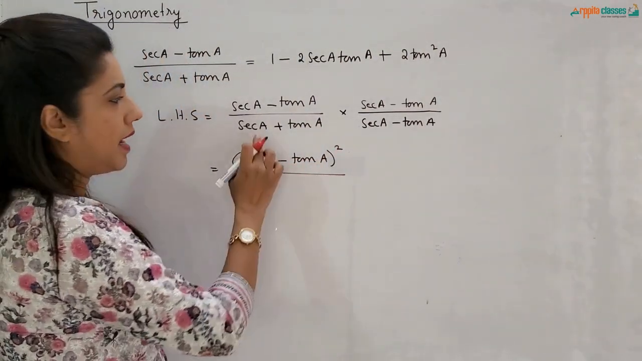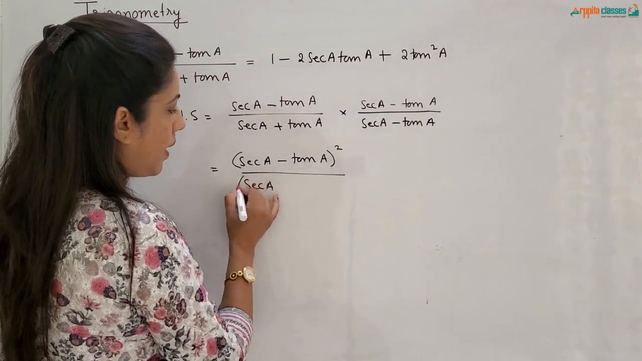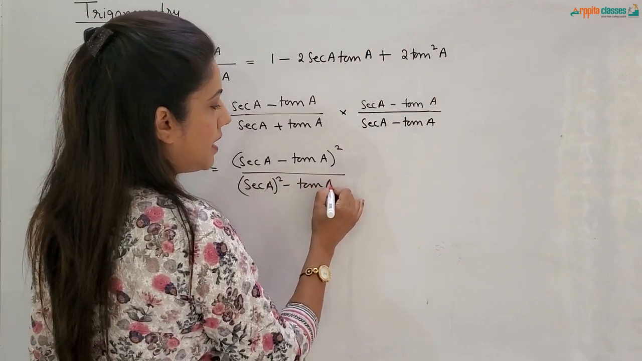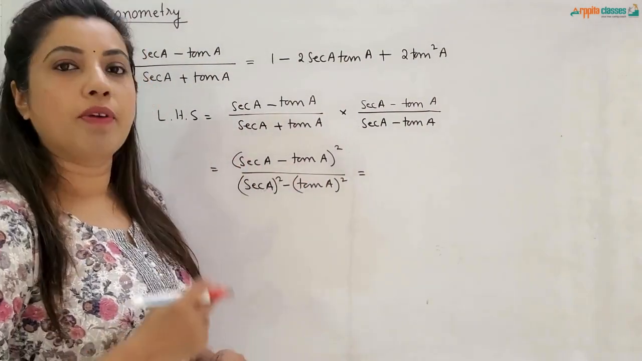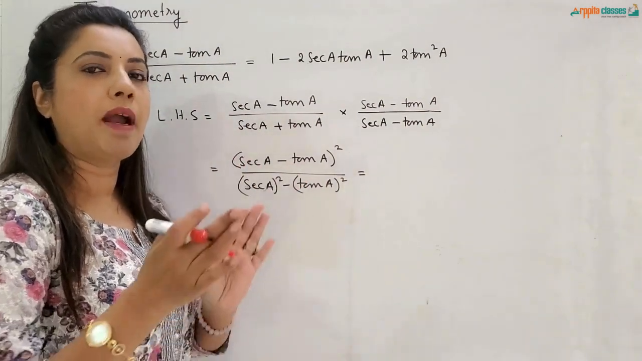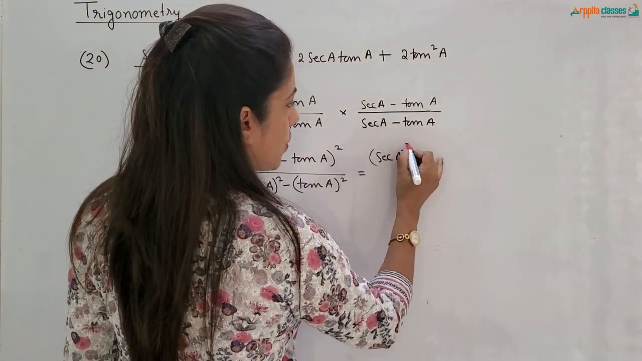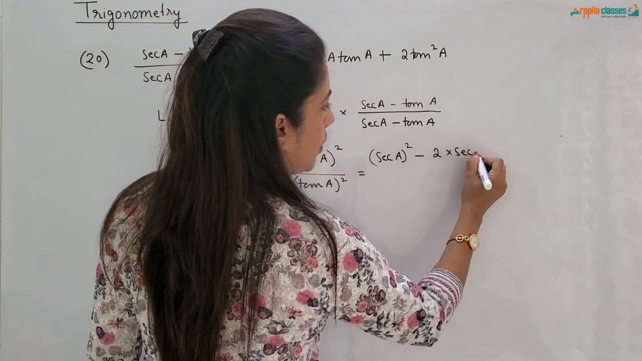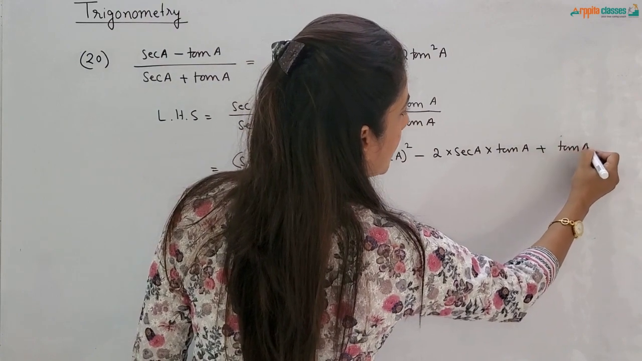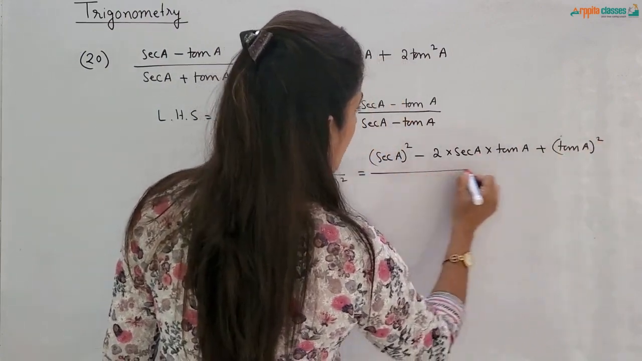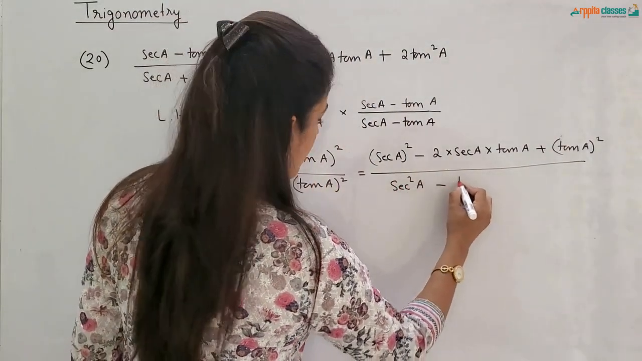And at the denominator I have (A plus B) into (A minus B), that is A square minus B square. Now, the numerator can be expanded in the form of (A minus B) whole square, which is A square minus 2AB plus B square. So I'll write (A square minus 2 into A into B plus B square) whole divided by, this will be sec square A minus tan square A.